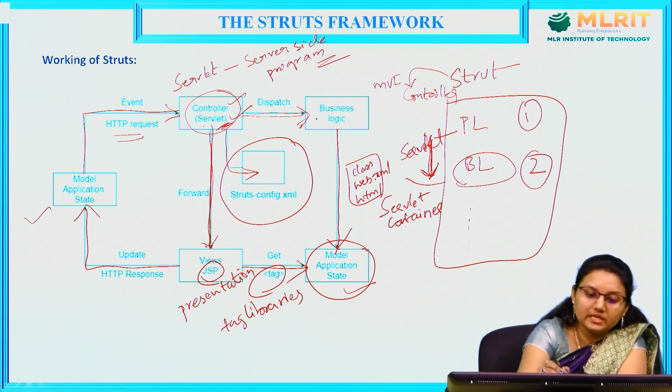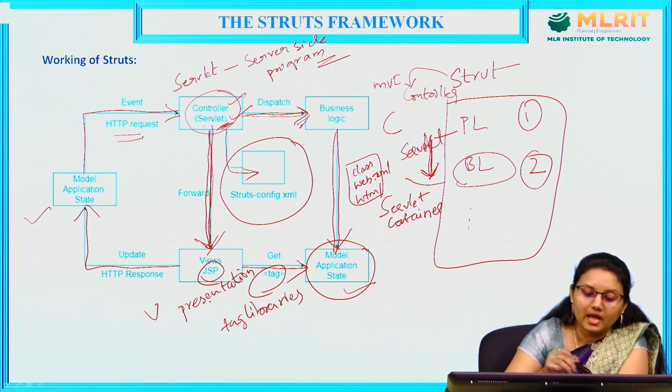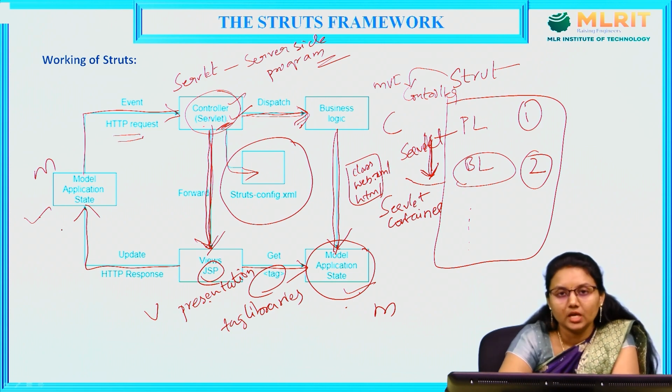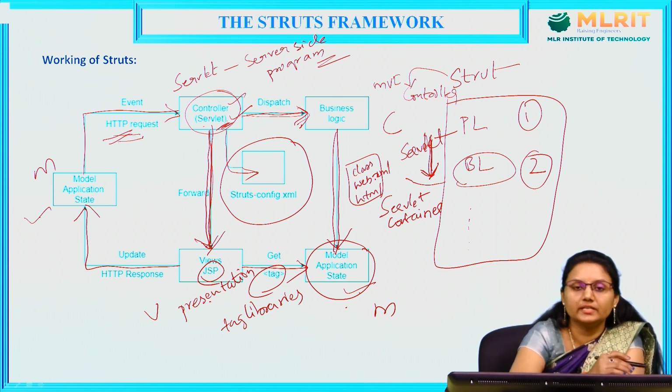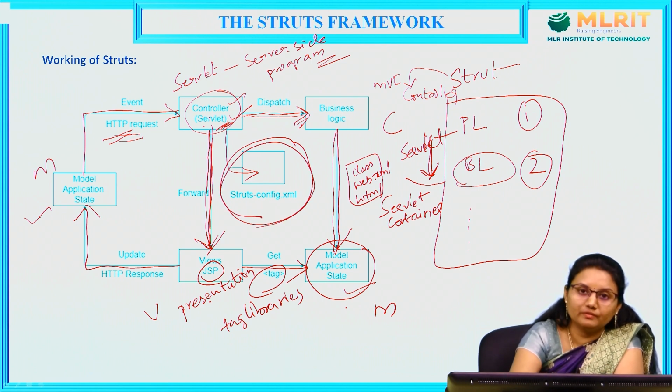This controller is taking care of your business logic. This controller is taking care of your view. That means here C is over, here V is over, and this is the model application state M. So this is intermediate and this is the final. All this will get updated and transmitted as a response back to the client. How is it transmitted? Using HTTP. To send the request, we use an HTTP request. To get the responses, we use what? An HTTP response. So in between, we also have the Struts configuration file.